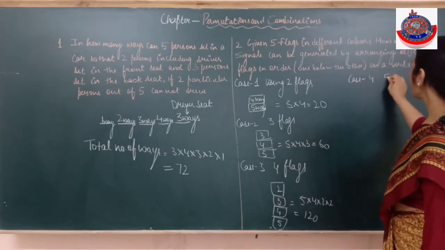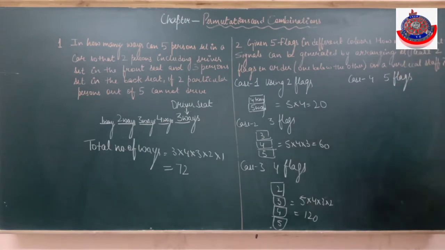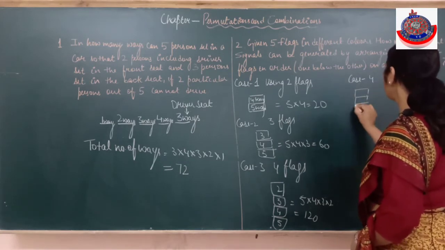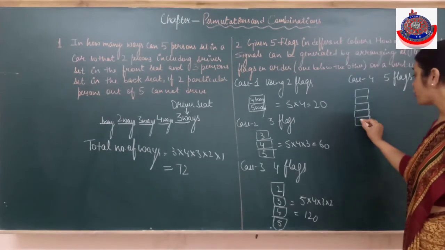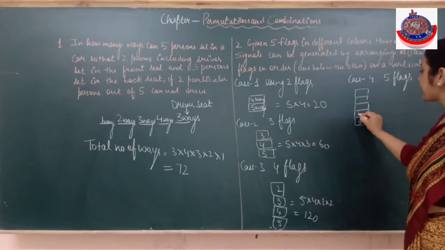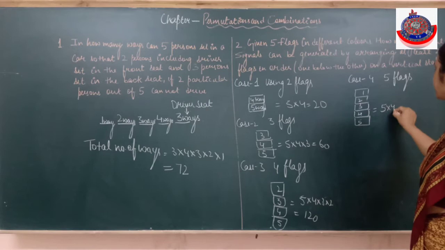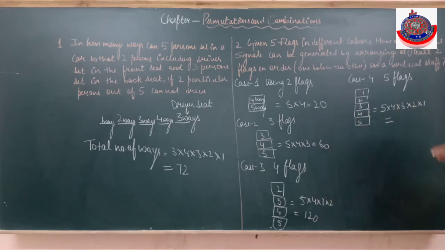Case 4, using all 5 flags together. So 1, 2, 3, 4, 5. The first flag has 5 options, 5 different colors. Second has 4, third has 3, then 2, 1. So the total number of signals that can be generated by using 5 flags altogether would be 5 into 4 into 3 into 2 into 1, so that's 120. Is it clear?